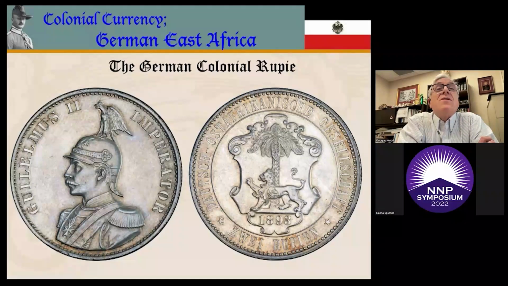The obverse featured Wilhelm II in military dress wearing a helmet with a German eagle perched on top. The legend surrounding the bust of Wilhelm II reads William II Emperor. The reverse bears the arms of the German East Africa Company, consisting of a lion and palm tree with a date underneath. The description surrounding the central shield reads Deutsche Ostafrikanische Gesellschaft, with value expressed in rupees below.